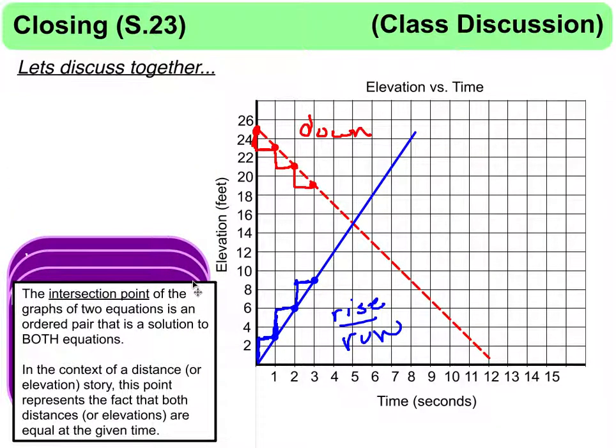But we do want the students to understand in this lesson that the intersection point of the graph of two equations is an ordered pair that is a solution to both. In other words, it is something that they both have in common with each other. So in context of the distance or the story, this point represents the fact that both distances or elevations are equal at that given time.